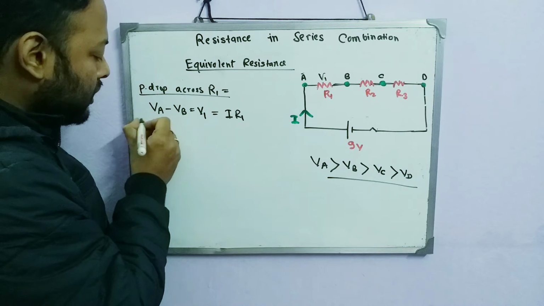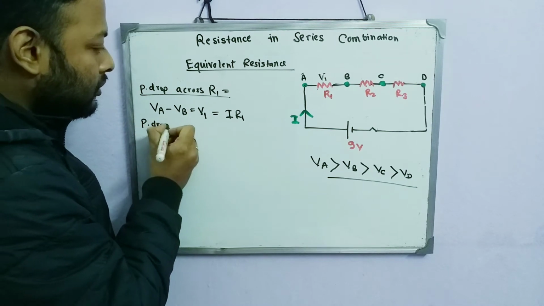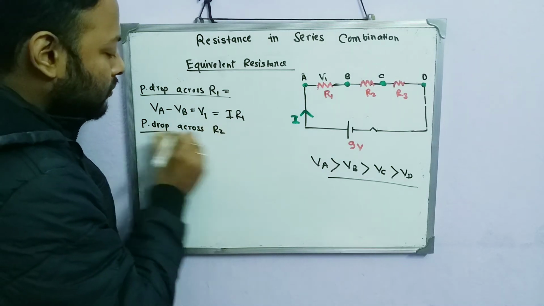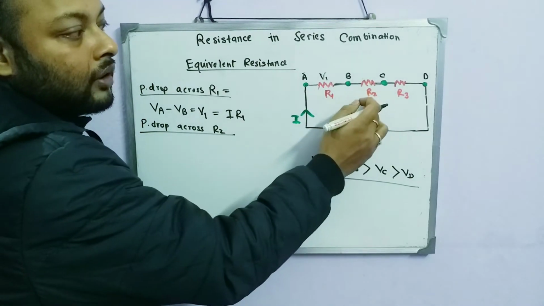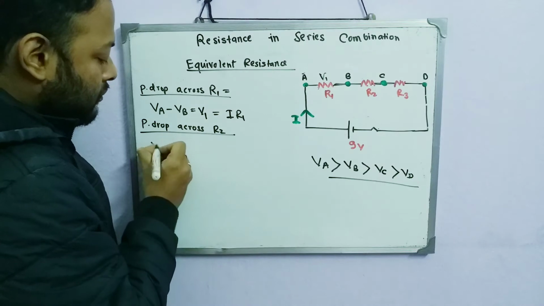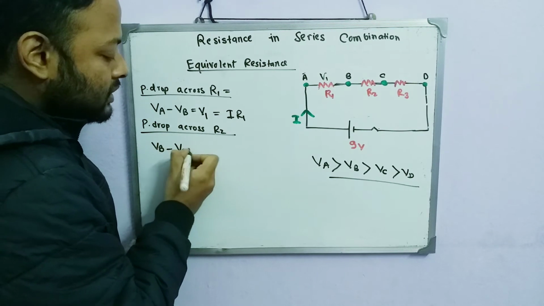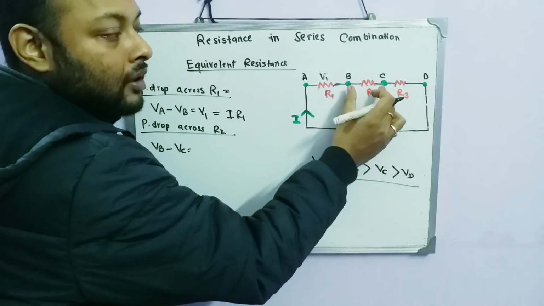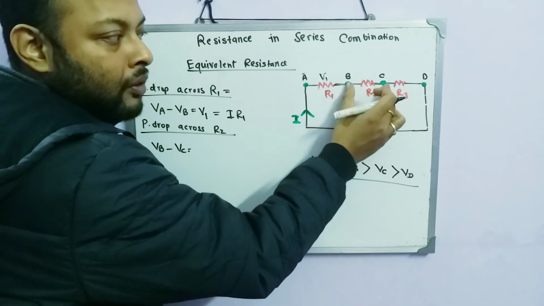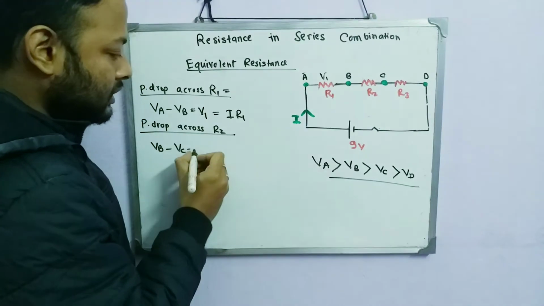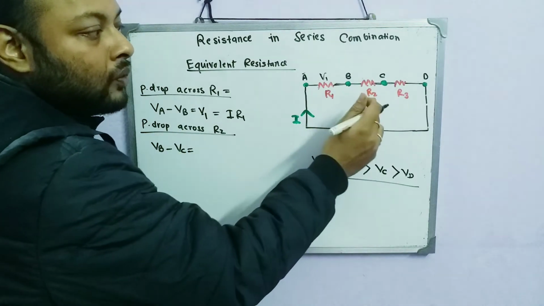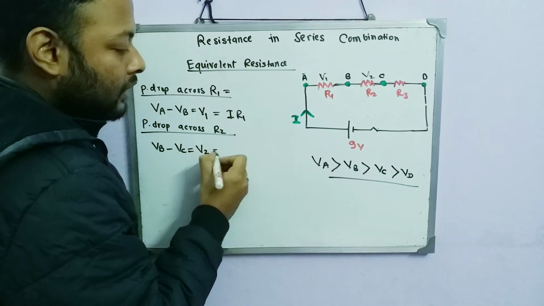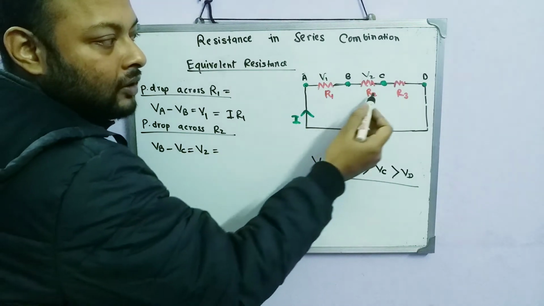Similarly, if we do potential drop across R2, it will be VB minus VC. I need to calculate the potential drop across R2, means between these 2 points. So it will be VB minus VC. That will be equal to V2. And this will be equal to this current into R2.